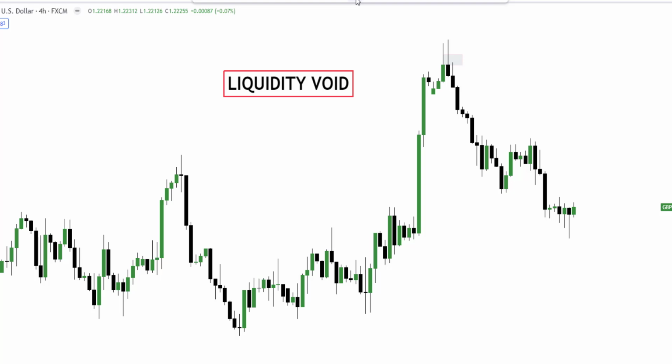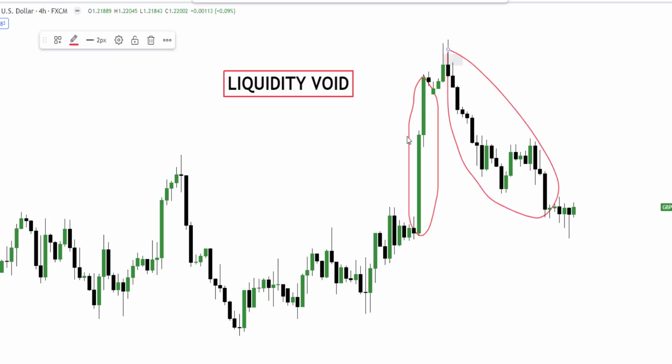Whenever you come to your chart and you see price quickly move away from a level with very big candlesticks, this is what we call a liquidity void. This is happening because there is a void of sellers in this upward movement. There are not many sellers to match the orders from the buyers, and that is why you see price quickly move away from here.